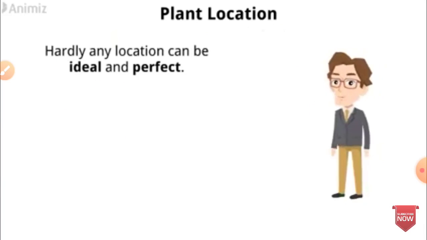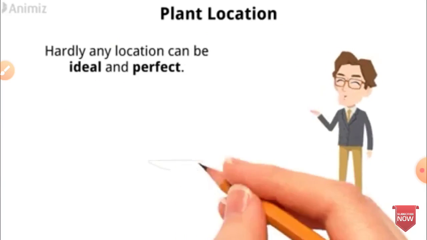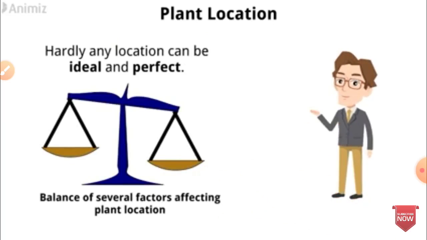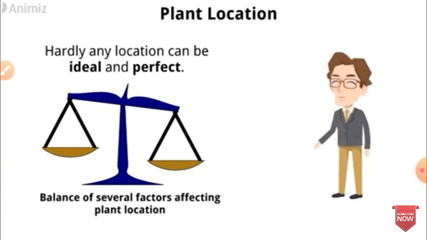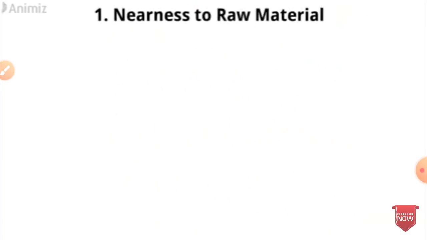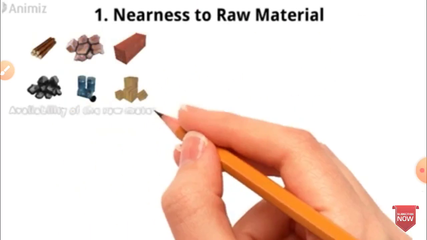So for plant location, hardly any location can be ideal and perfect. It is a balance of several factors affecting plant location. So the next points we discuss in plant location. The first point is nearness to raw material. So this is an important point.